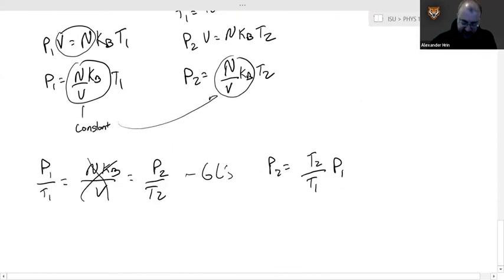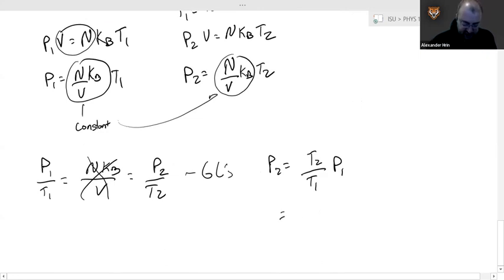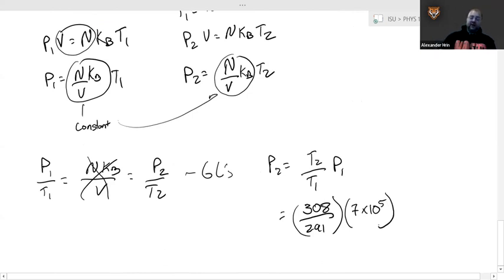And then that's just plugging in the numbers, making sure you've got your temperatures right. So it's 308 over 291 times 7 times 10 to the 5th. Now notice, if you tried to do that in Celsius, that ratio would be completely wrong. So that would not work. You've got to make sure you're putting this into Kelvin. It's very important.